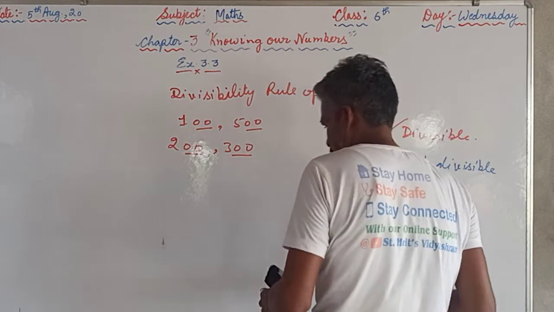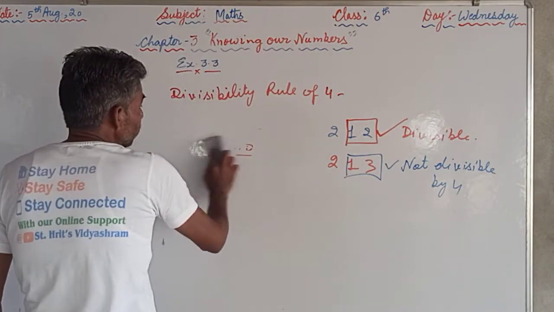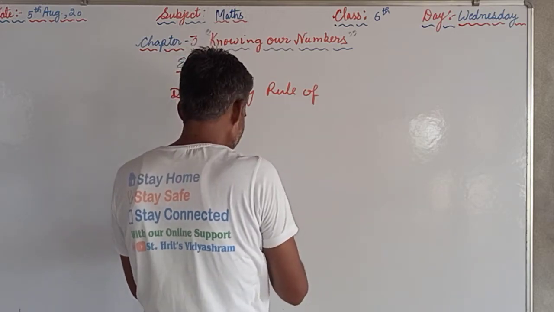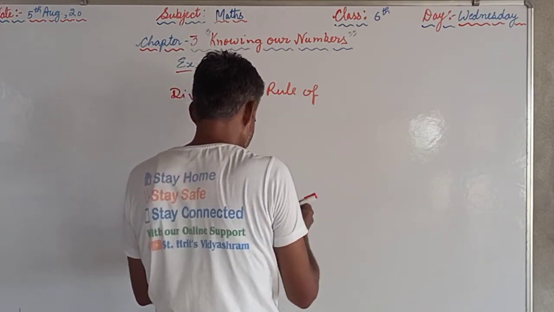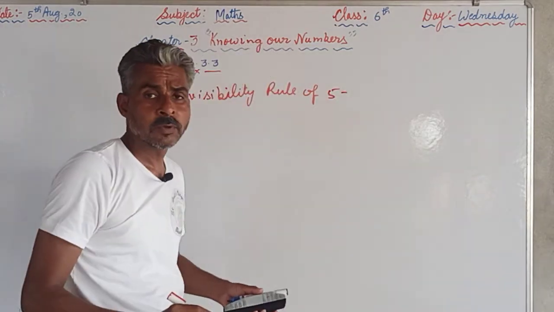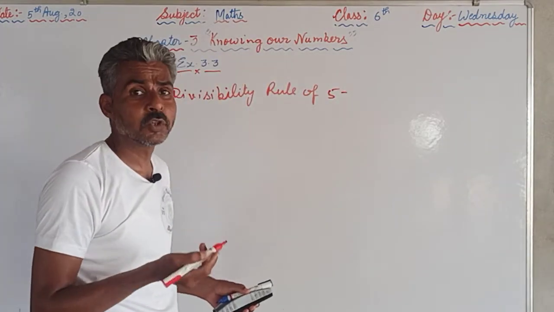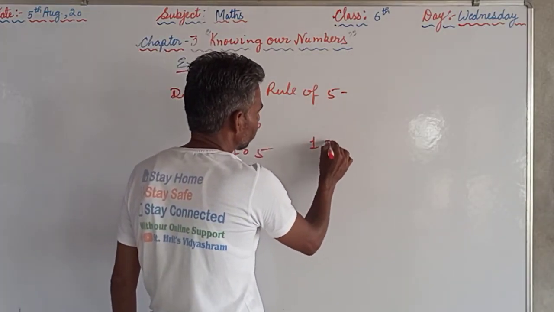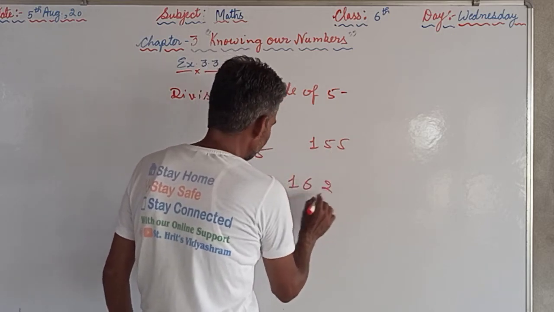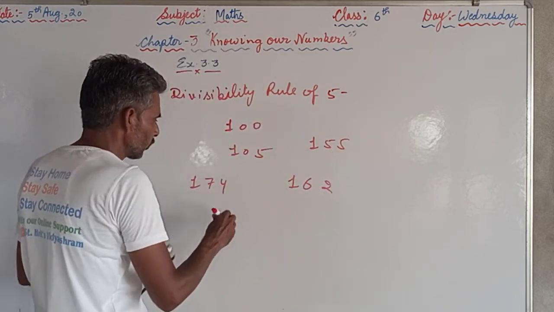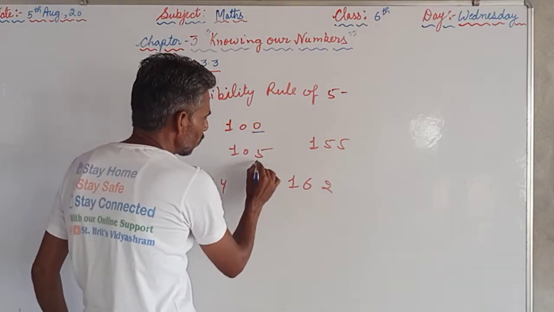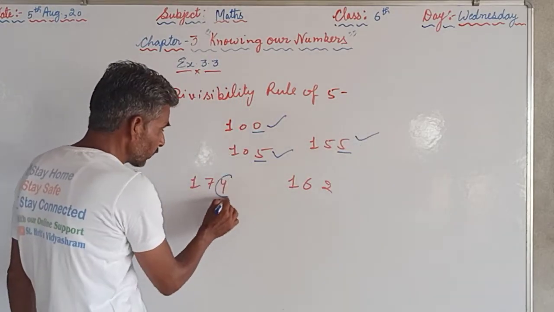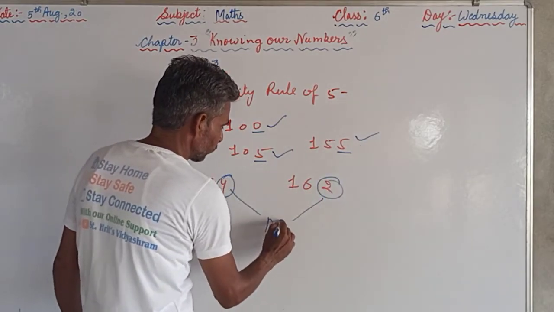After that, the divisibility rule of 5, that is the easiest one. For the divisibility rule of 5, the number should end with 0 or 5, suppose 100 or 105 or 155 or 162 or 174. So the numbers ending with 0 or 5 are divisible, and the numbers ending with other digits are not divisible.